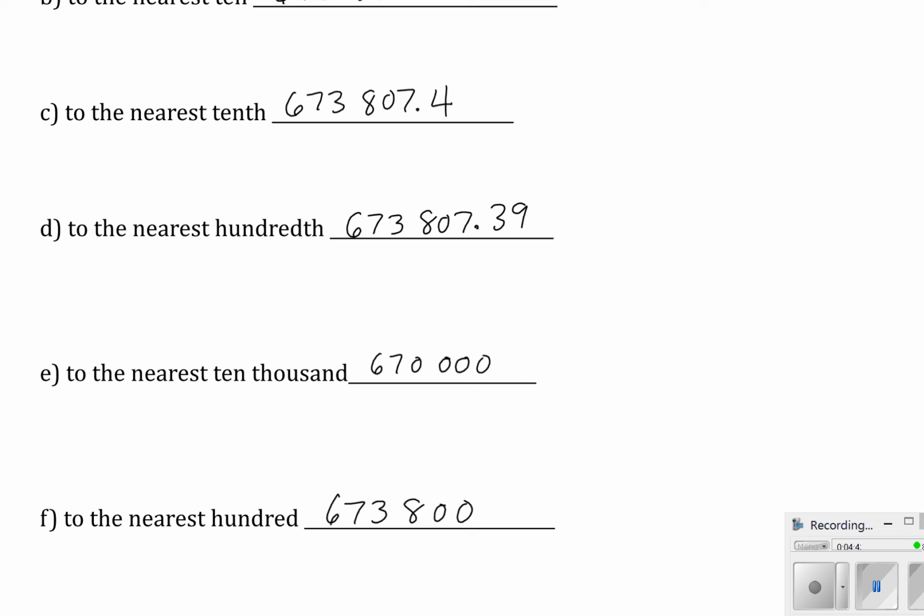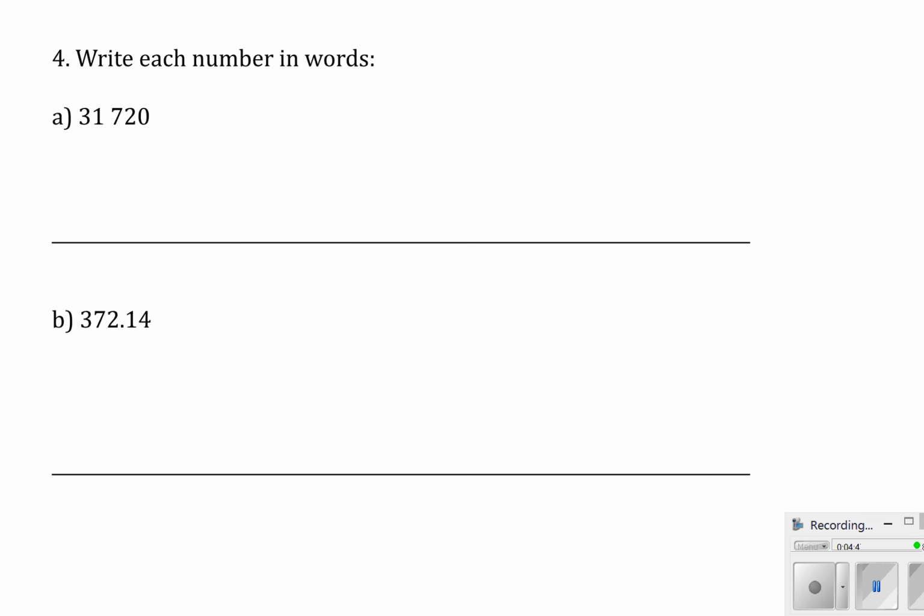And then the last question, or the fourth question, also deals with place value. So when we look at this, we have to, again, know our place value. So the 3 is in the 10,000s place, the 1 is in the thousands, so that is going to be 31,000. And then the 7 is in the hundreds and the 20 is in the 10. So that would be 720. And then the second one, we have 372.